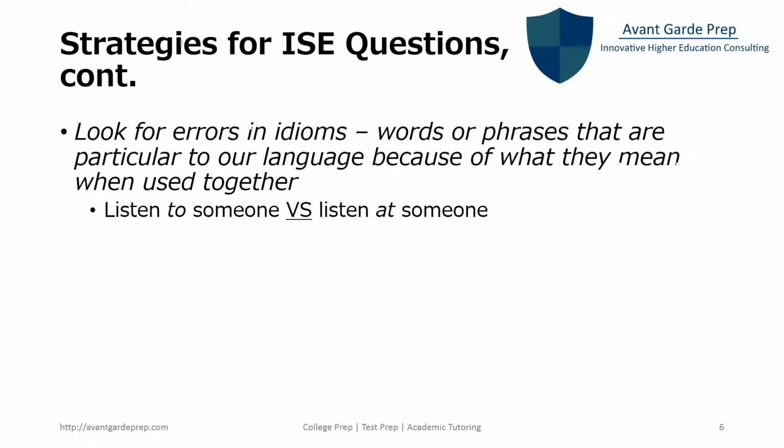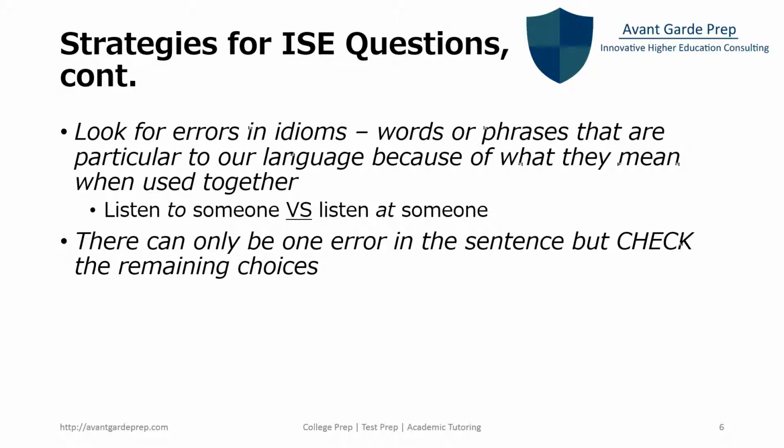Okay, look for errors in idioms, words or phrases that are particular to our language because of what they mean when they're used together. For example, we say listen to someone, not listen at someone. Idioms are really hard to find because they're usually very short words, like to and at. Plus, if you're reading very quickly, your brain might autocorrect it and you don't even notice it. So be careful with idioms.